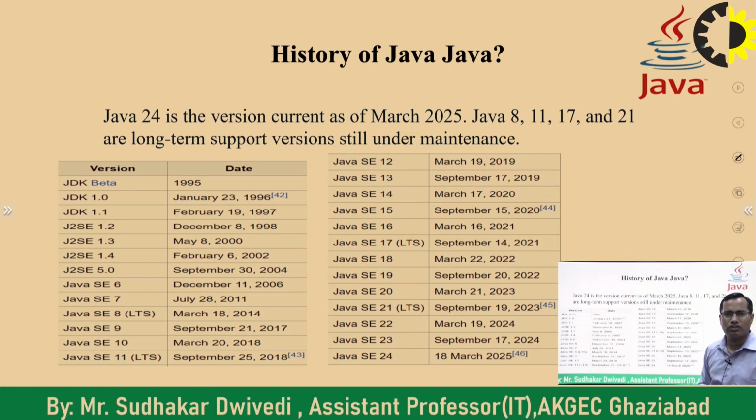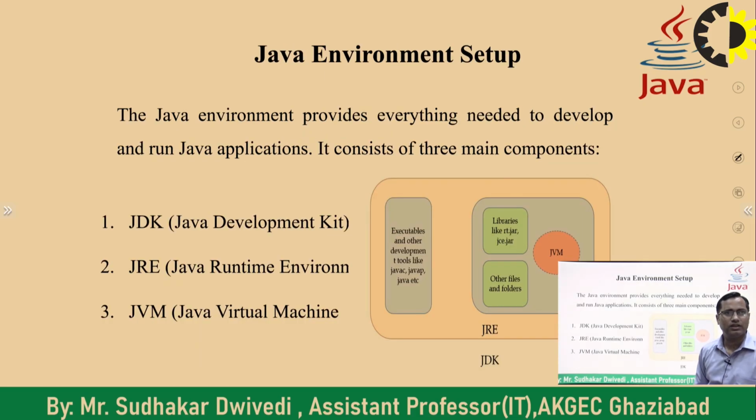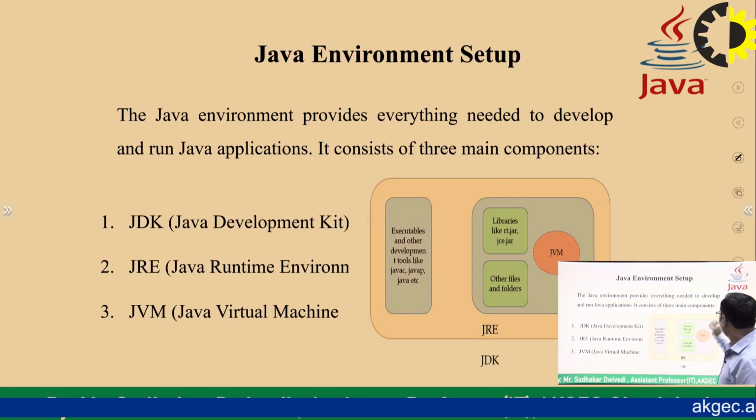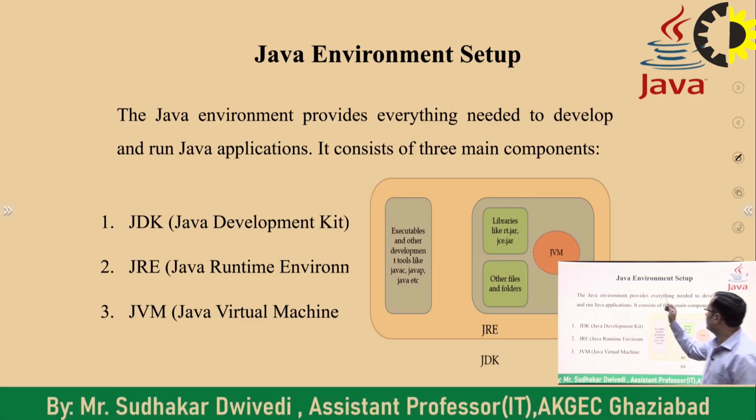So this is the history of Java as we have discussed. If we want to create any application in Java, first we need a Java platform on our system so that we can create, compile and execute Java programs. So first we need an environment setup for Java. We need to install Java on our systems, and then we can write programs and easily execute them.